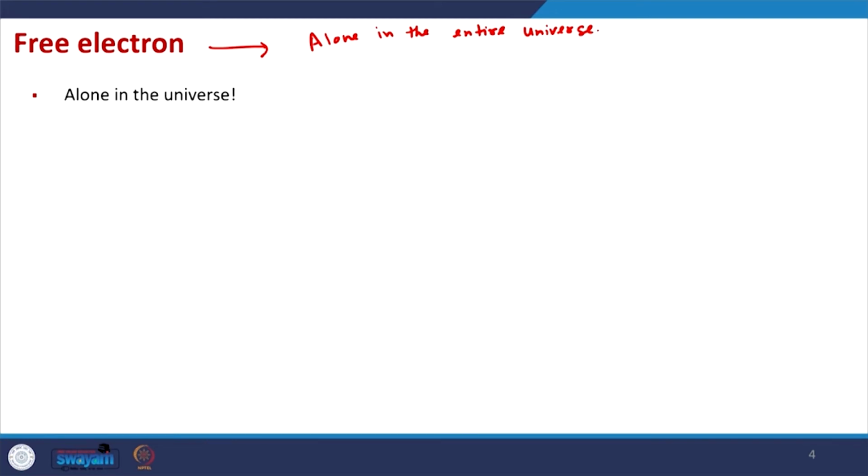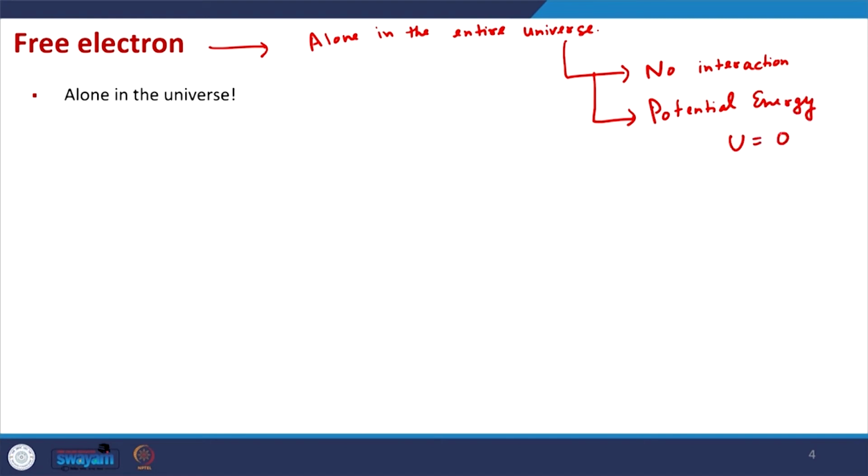So, if the electron is completely free, what it means is that there is no interaction that the electron is undergoing. There is no interaction, which basically means that the potential energy of the electron will be zero, and in this condition we can write down the Schrodinger equation by taking the potential energy to be 0.